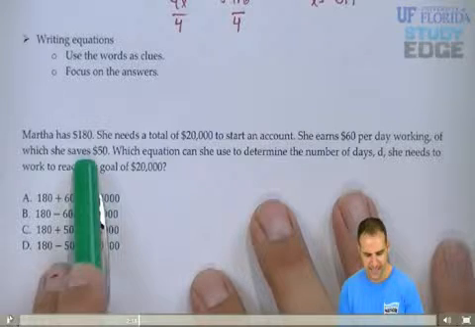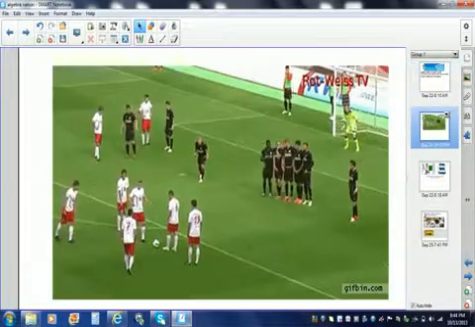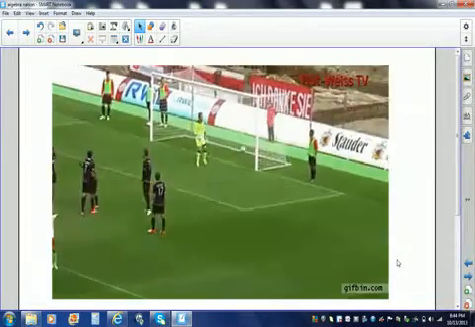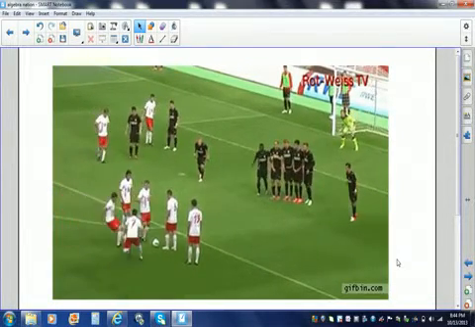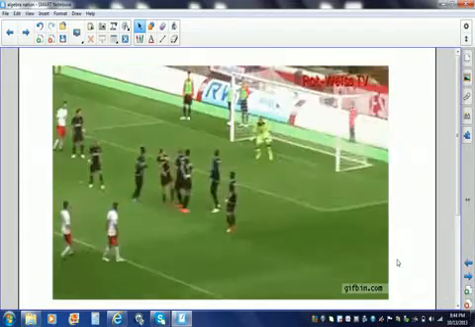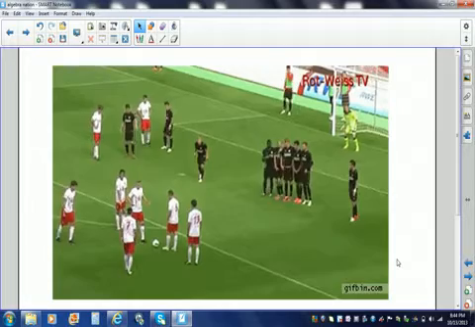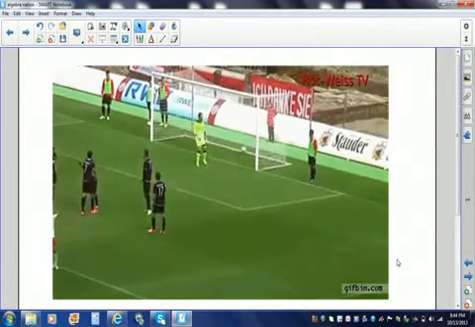A brain break. The moral of the story, if you're playing sports, never take your eye off the ball.